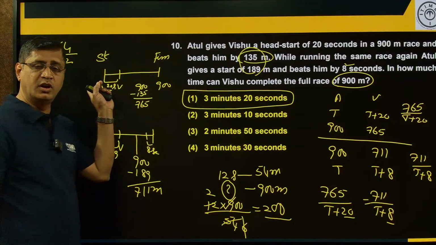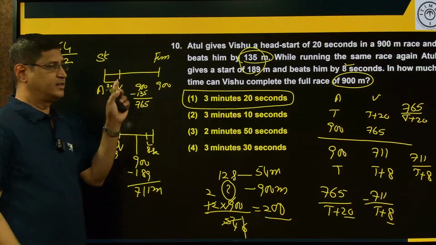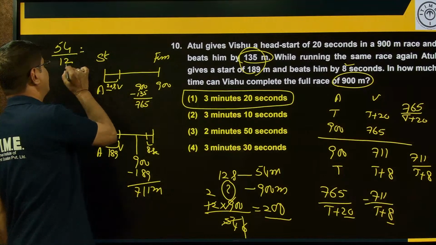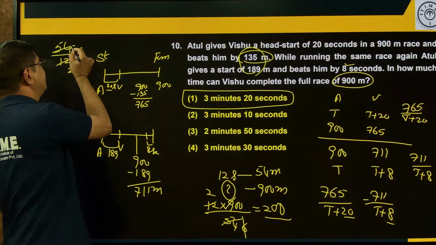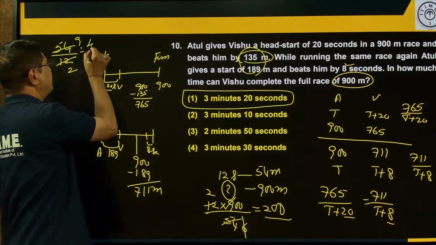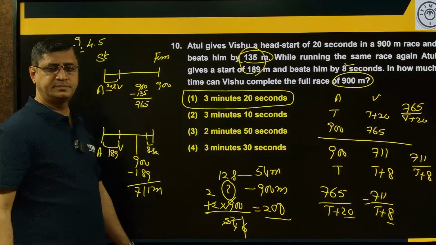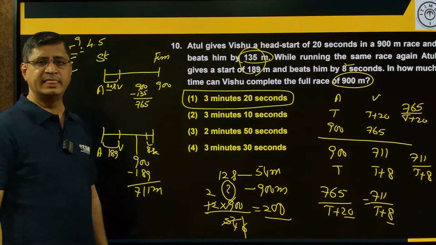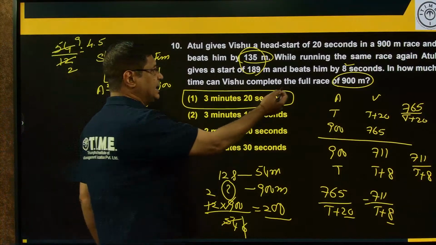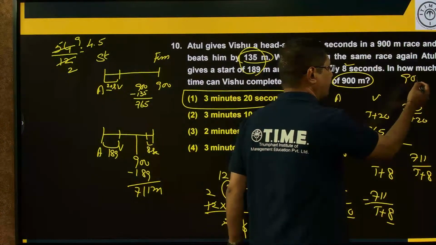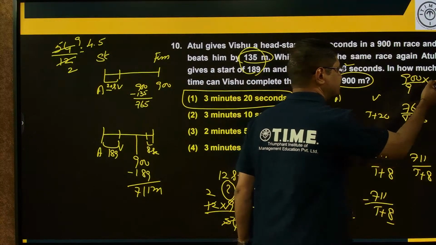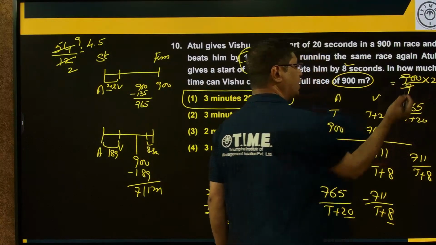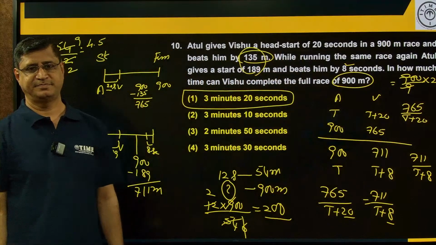What will it give? It will give speed: distance by time. So what is the answer? 54 by 12, 6 two times, 6 nines. What is the speed? 4.5. 4.5 is 9 by 2. Now in the 900-meter race, 9 by 2 is the speed. Simplify, you will get 200. That is a simple calculation.